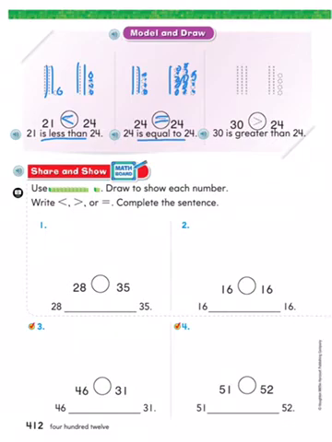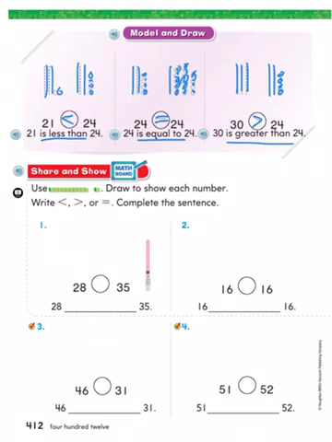And then over here we have 10, 20, 30. And the other number is 10, 20, 21, 22, 23, 24. Hey, right away I can tell that 30 has more 10 sticks. So 30 is greater than 24. Okay? Now I want you to try that down here.